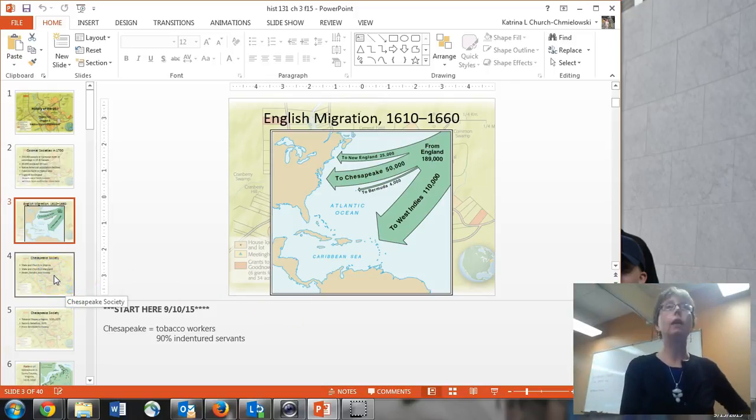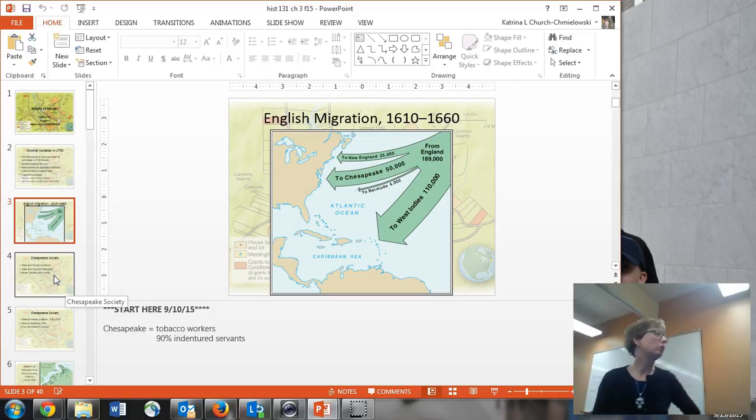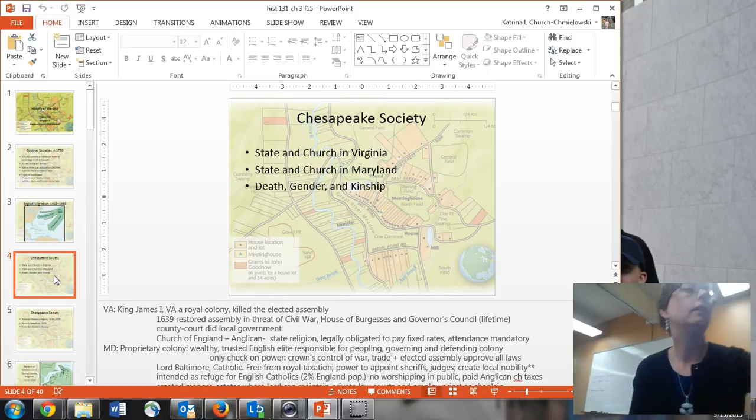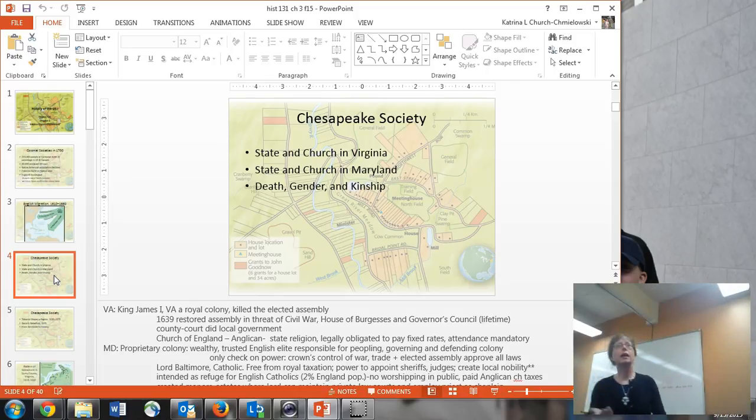In the Chesapeake, most of them were tobacco workers, and 90% of them were indentured servants. So how many years did indentured servants work? In general. 2 to 4, generally. 6, 2, 4, 6, you know, in there. It ranged. There were different ranges for the indentured service. But if you want to say an average, probably 4. Okay?